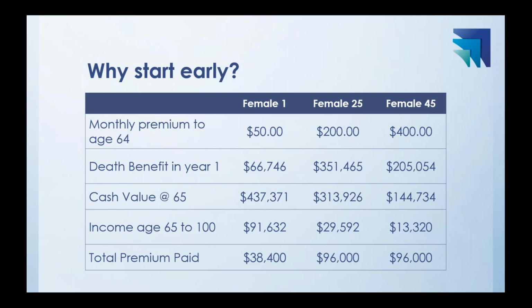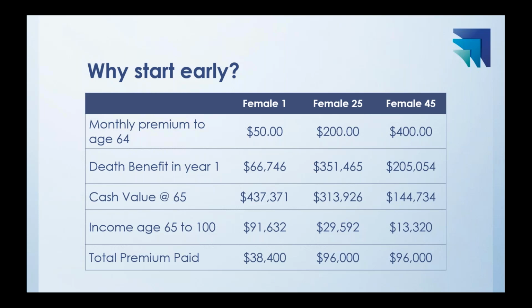But here's the real cool column, in my opinion. Let's look at the first one. As a one-year-old female, if her parents would have taken out a plan on her, and they would have set it up to pay only $50 a month until their one-year-old daughter turns 65, her death benefit starts out fairly low, $66,746. But this is a child, so that's fine. That's going to grow over time. By the time she hits age 65, you'll see her cash value is $437,000.